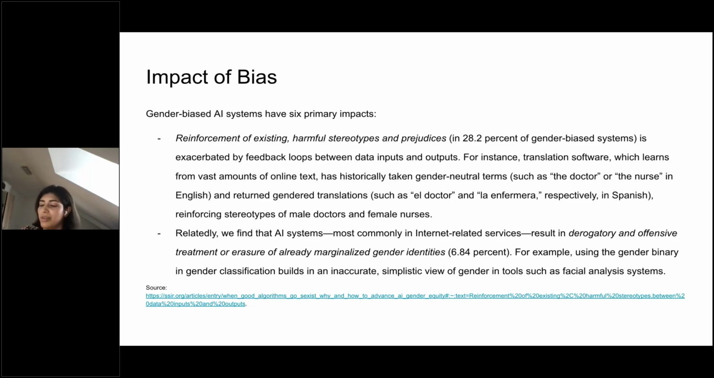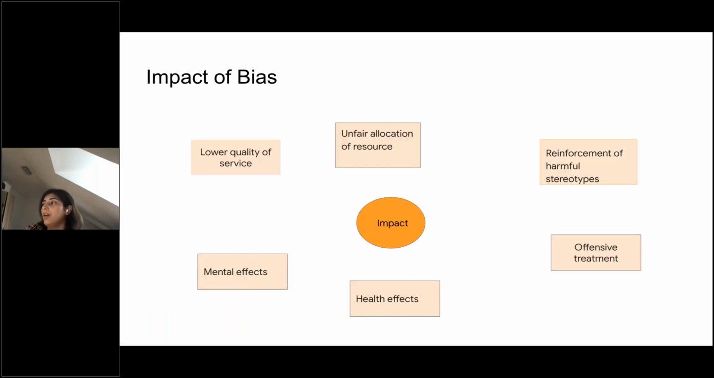We are also making sure now that if we continue doing it, this is not good for the future. For example, here in my slide, there is this translation software mention, which I also mentioned, that the doctor is always related with a man, while the nurse is always related with the women. And then offensive treatment, for sure. There are some health and mental effects. So health effects are, for example, this melanoma example that I gave.